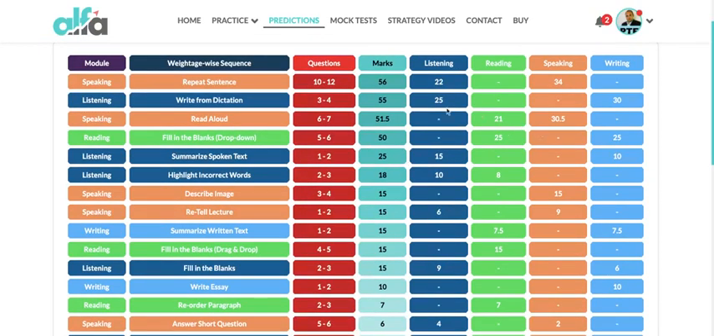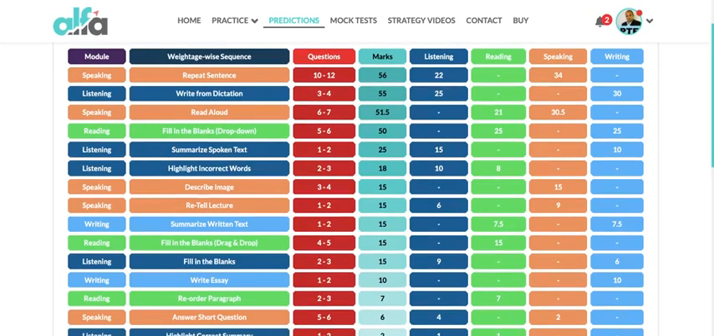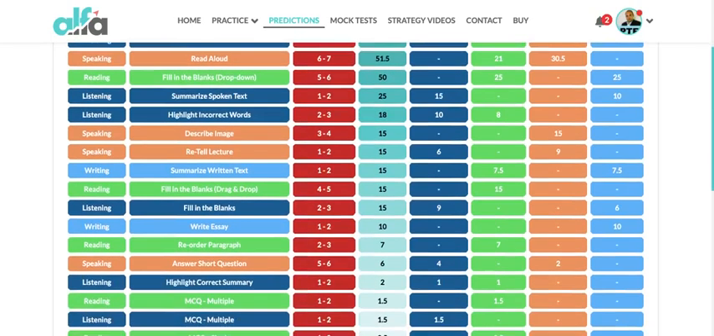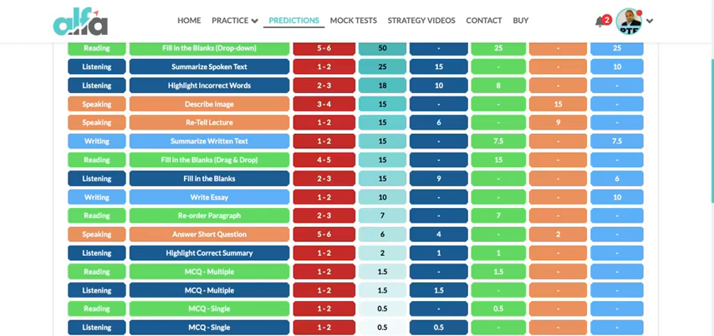So for the listening section, roughly 22 points from repeat sentence. Approximately 25 points from write from dictation. Then about 15 points from summarize spoken text. Highlight incorrect words gives you about 10. Retelling a lecture gives you about 6 points. Another 9 points from the fill in the blanks of your listening module. And then we have 4 points from answer short questions.